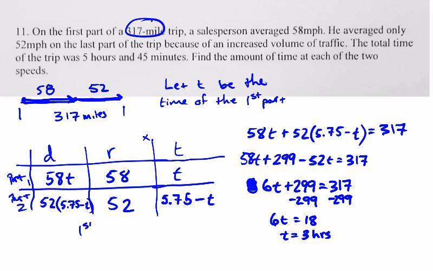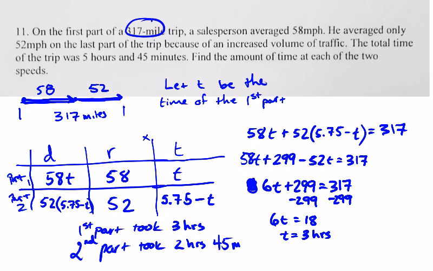So first part, we would say in a sentence, of course, but I'm running out of room. First part took 3 hours. Second part took 2 hours and 45 minutes. All right, and so if you set up the chart for distance equals rate times time, I think you'll find it pretty helpful.